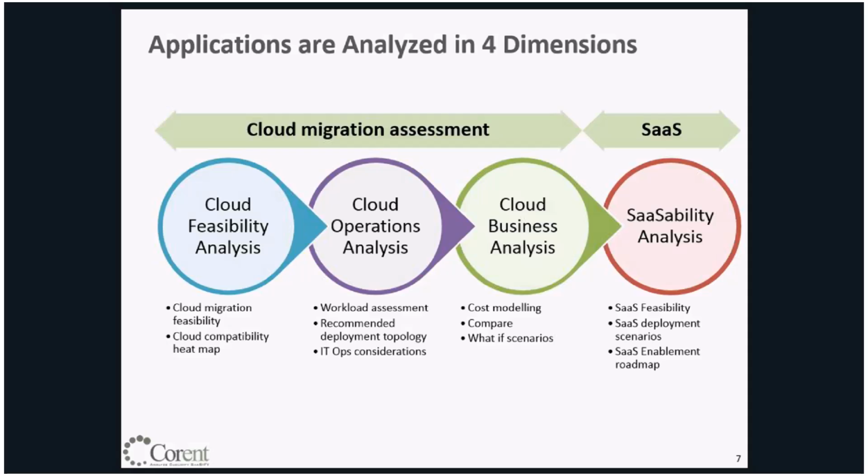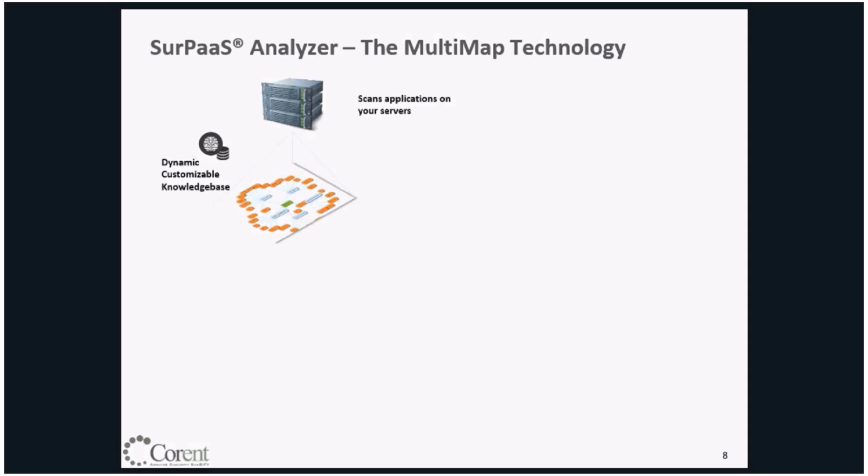And lastly, the fourth aspect of analysis is the SaaSability analysis, to see whether this application is suitable for SaaS, and what are the aspects of the application that you can determine or assess so that you can take this to SaaS right from the cloud and deploy and manage them as a service. So these are the four major aspects of the analysis that the SurPaaS analyzer does. And we'll walk through the different aspects of how we do that.